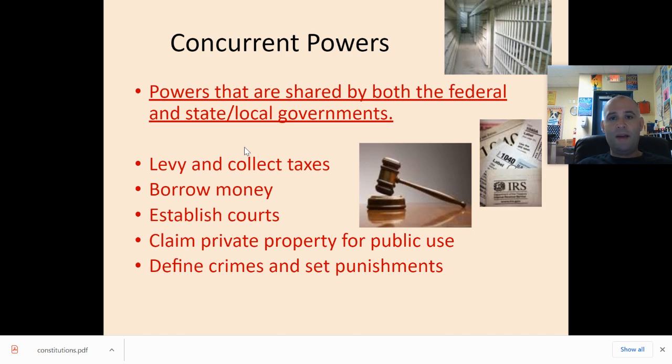Reserved are state powers, and powers of the federal government are called delegated or expressed. You need to know what each of those phrases mean and examples for each.